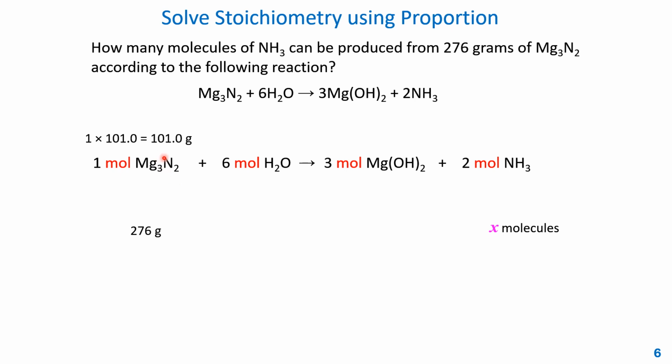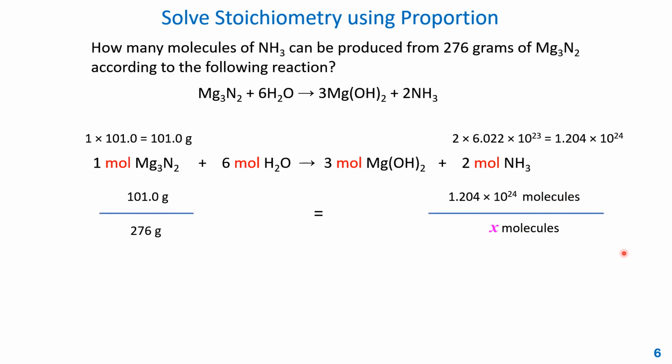So that's 101.0 grams. Basically, it's 1 times the molar mass. And for the other one, ammonia, 2 moles times Avogadro's number, we get 1.204 times 10 to the power of 24. So that is the number of molecules. Now we can do the proportion. We copy this mass to here, so make sure they have the same unit. Copy the molecules number to here, same unit.